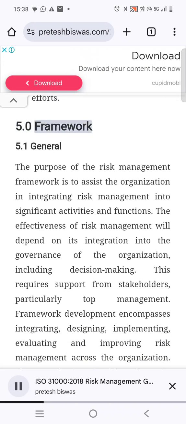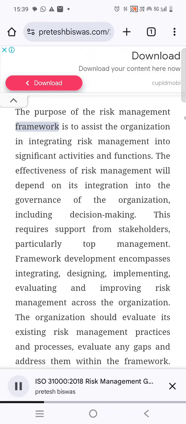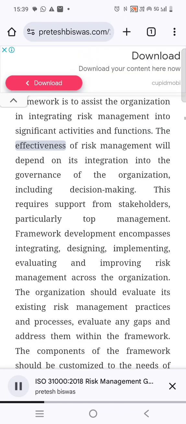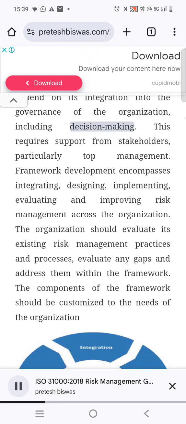5.0 Framework. 5.1 General. The purpose of the risk management framework is to assist the organization in integrating risk management into significant activities and functions. The effectiveness of risk management will depend on its integration into the governance of the organization, including decision-making. This requires support from stakeholders, particularly top management.